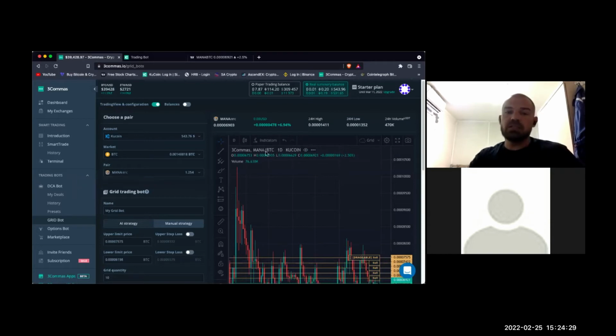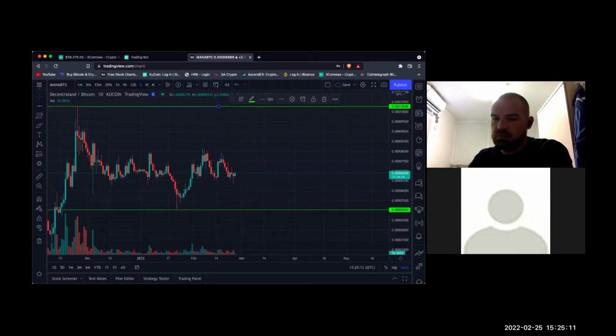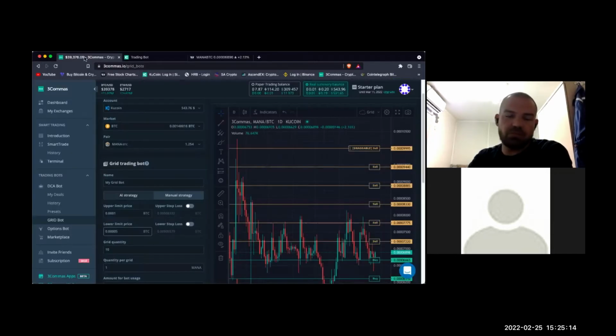So the nice thing I like about 3commas is you've got this visualization of all the grids. So let's say we put the upper as 0.001 and the lower as 0.00005. Yes, 0.001, with four zeros and 5.